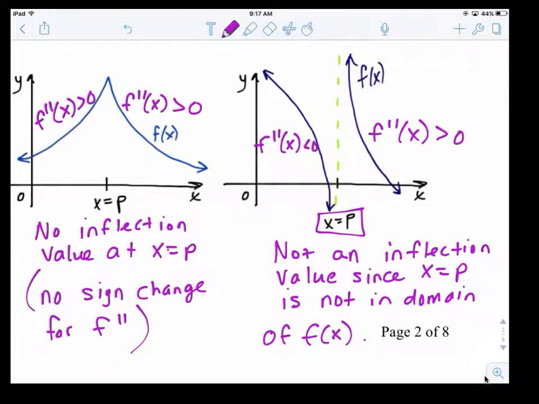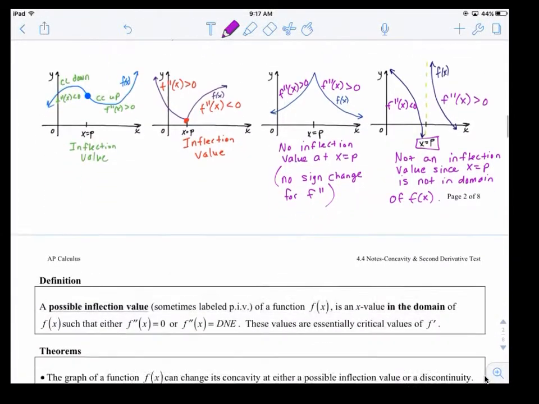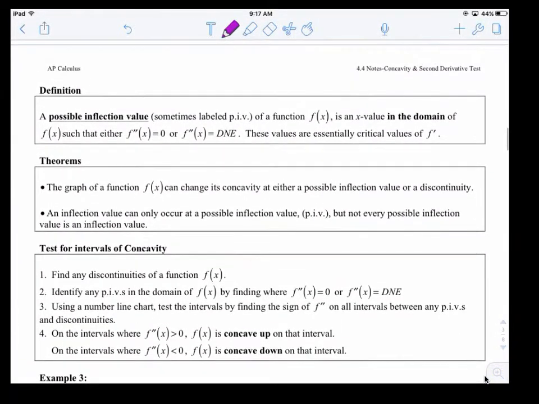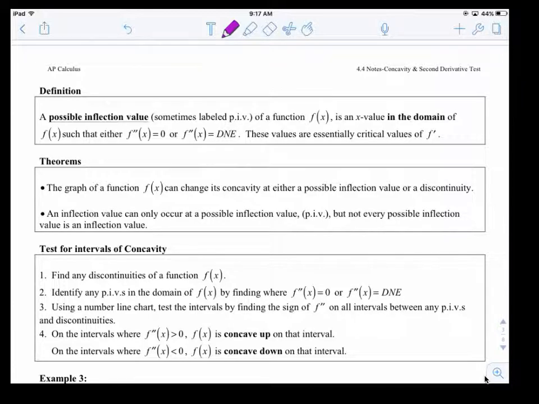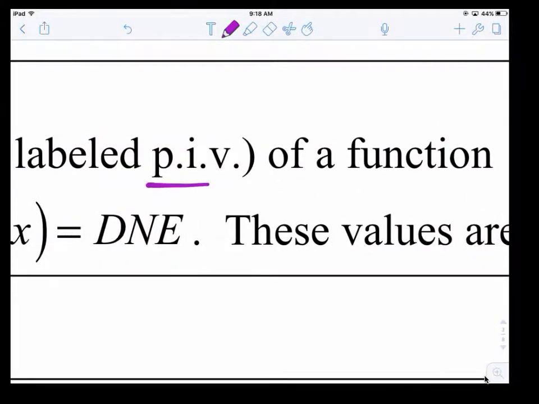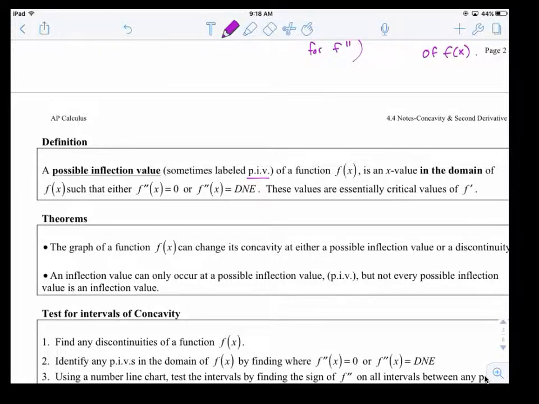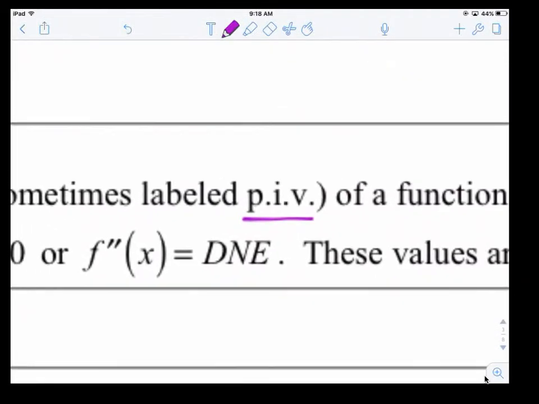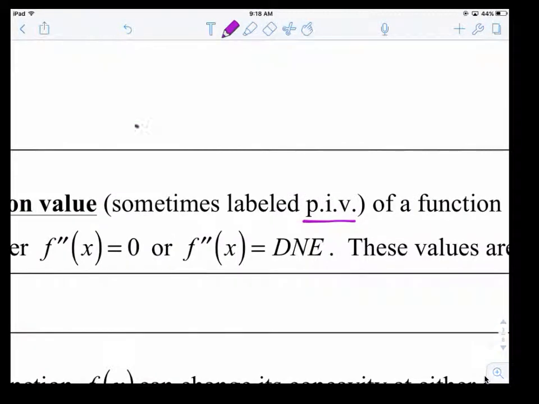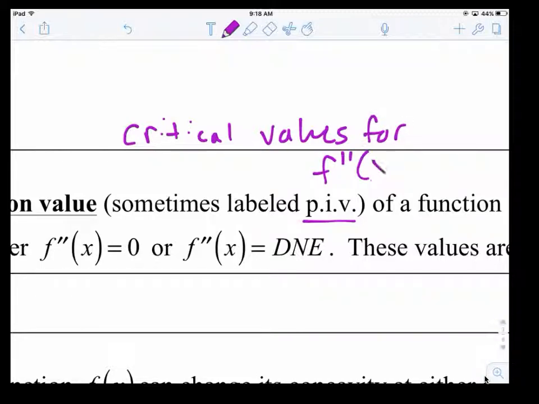All right, so you have to make sure that you are seeing a sign change, and that they are also part of your original domain. A possible inflection value, which we label PIV, is an x value in the domain of f of x such that the second derivative is equal to 0 or does not exist. So this is very similar to the first derivative when we were finding critical values. They're really critical values for the second derivative.